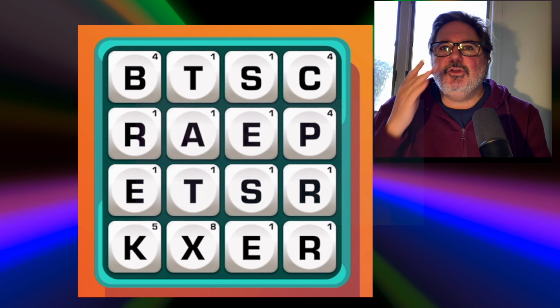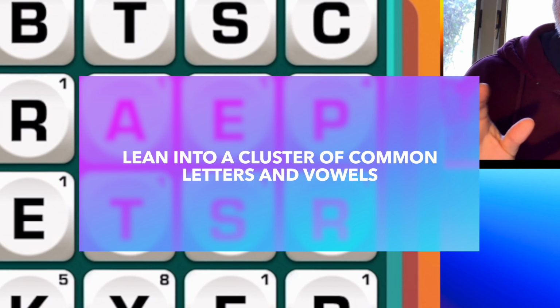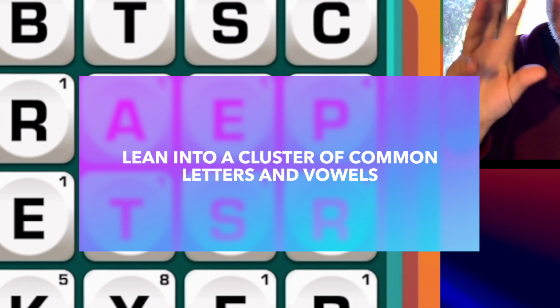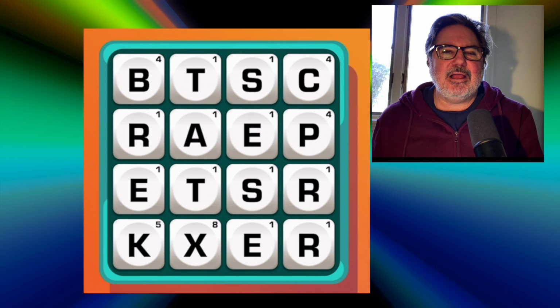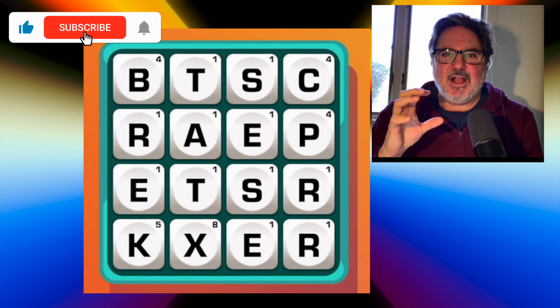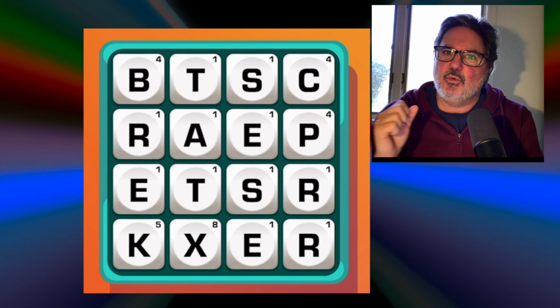Number 3, look for the cluster of common letters. For example, if you see an E and an A and an R and a T and they're sort of all clustered together, I like to look for that. I like to look for 5 really common letters that are clustered together and come up with as many words as I can in that. Anyways, that's how to play the game.